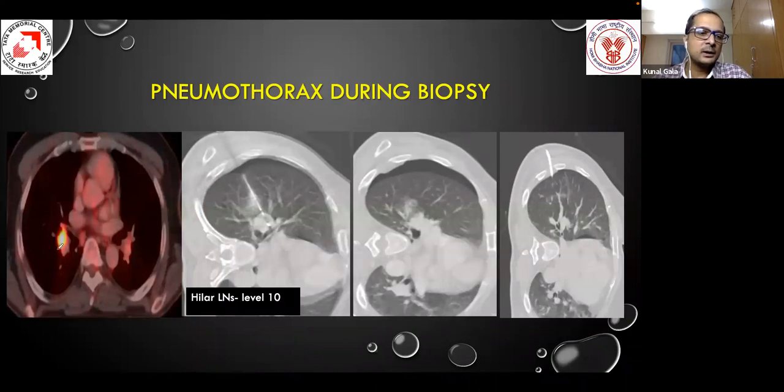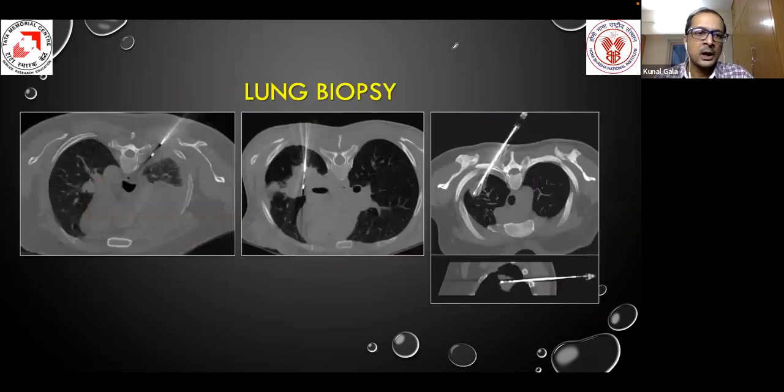So this is the level 10, that is a hilar right-sided lymph node, which is there. One can do a decubitus position and can take a biopsy. So this is how the pneumothorax was persistent. A drainage catheter was inserted. So a few of the simple lung biopsies.